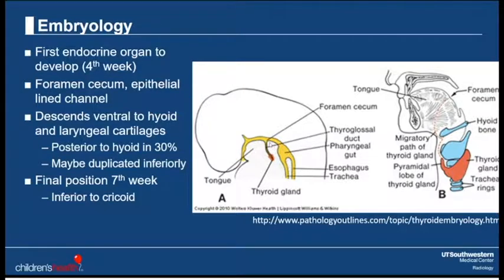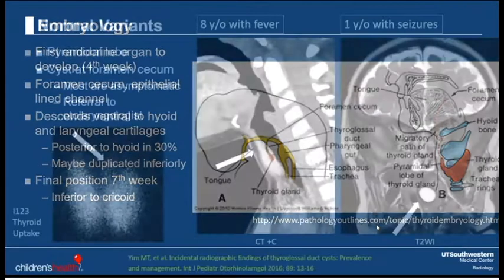These are diagrams demonstrating the origin of the thyroglossal duct from the primitive pharynx and extending inferiorly with a thyroid gland at the tip. The course of the descent extends from the foramen cecum, which is located at the junction of the anterior 2/3 and posterior 1/3 of the tongue, extends inferiorly over the hyoid bone, laryngeal cartilage, and achieves its final position inferior to the cricoid.